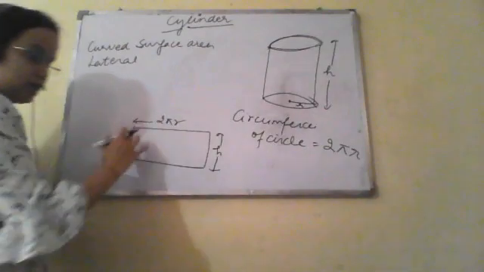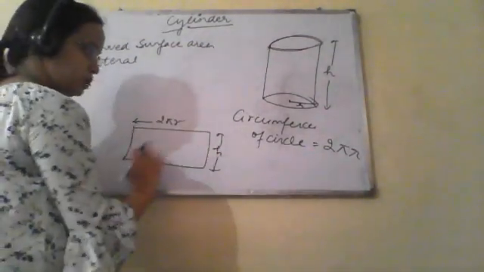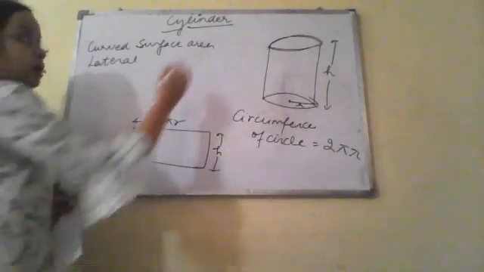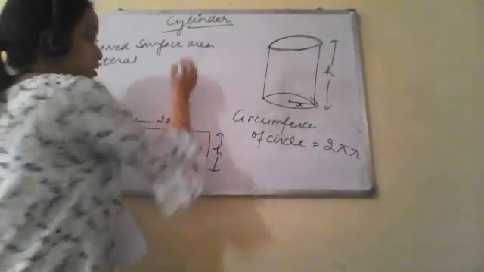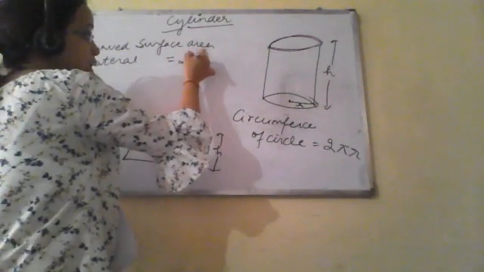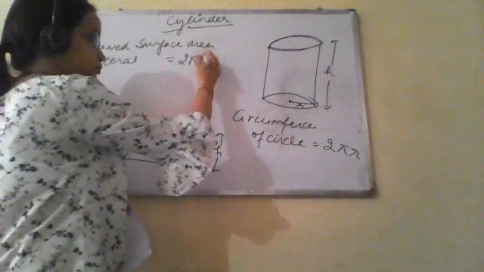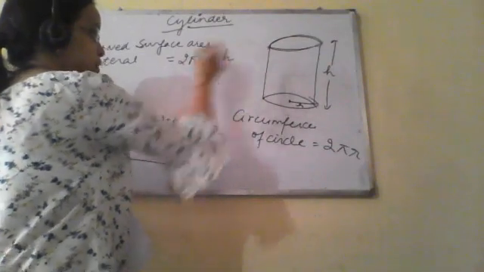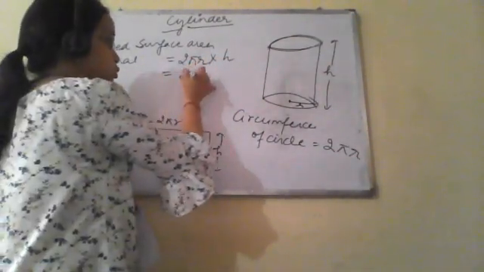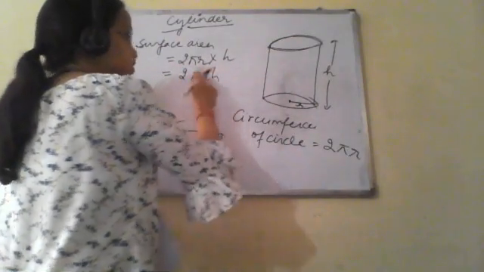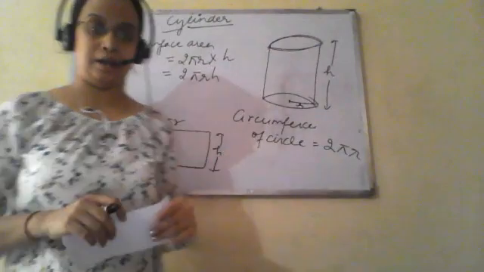So what is the area of this rectangular shape? It is length into breadth, so it will become 2 pi r into h. This will be the curved surface area of the cylinder. So the curved surface area, or lateral surface area, of the cylinder is 2 pi r h, where r is the radius of the base of the cylinder and h is the height. Clear?